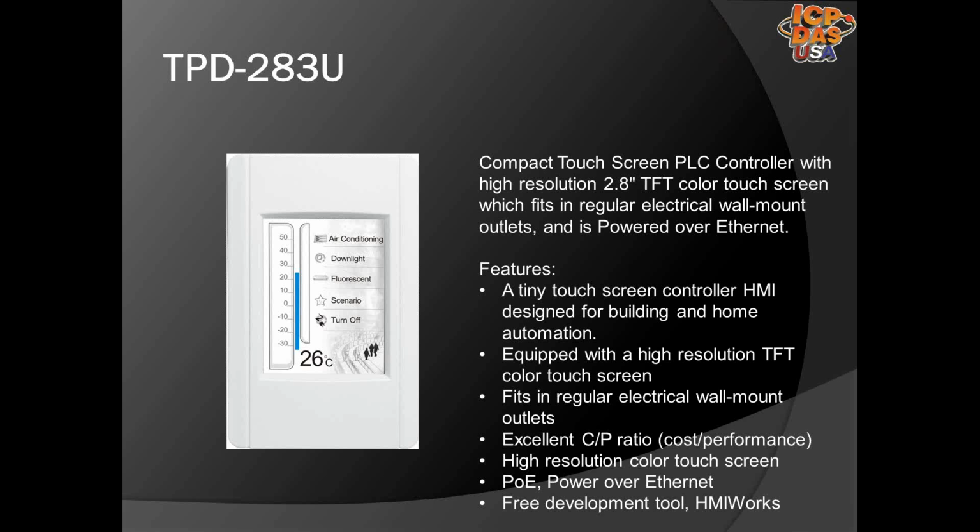TPD283U has an Ethernet port and a 2.8-inch touchscreen. It can fit in regular electrical wall mount outlets and can be used to replace light switches. It has a USB port for uploading programs. It can be powered with a 10 to 30 VDC power input or with power over Ethernet sourcing equipment.